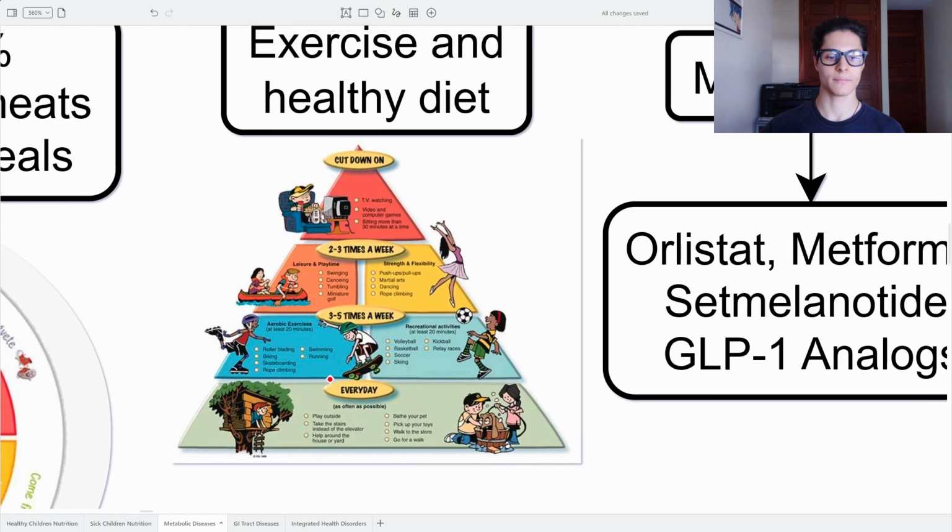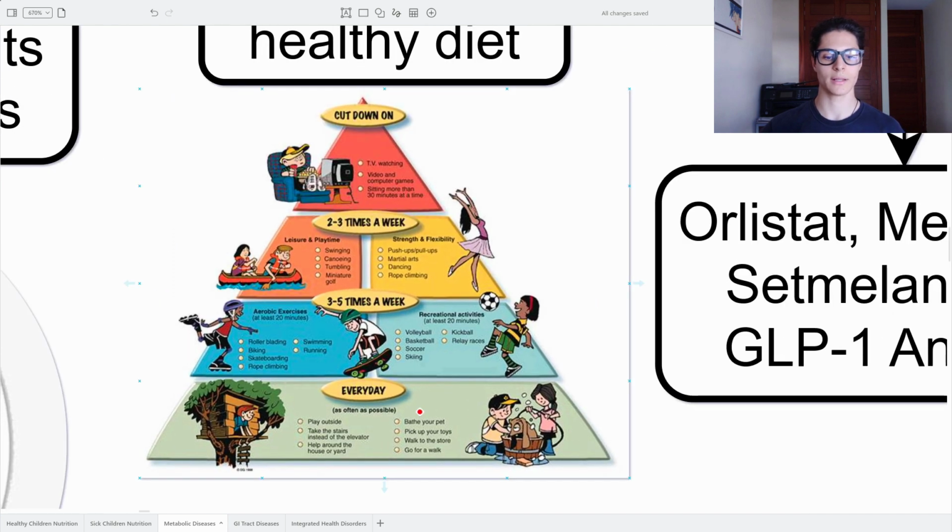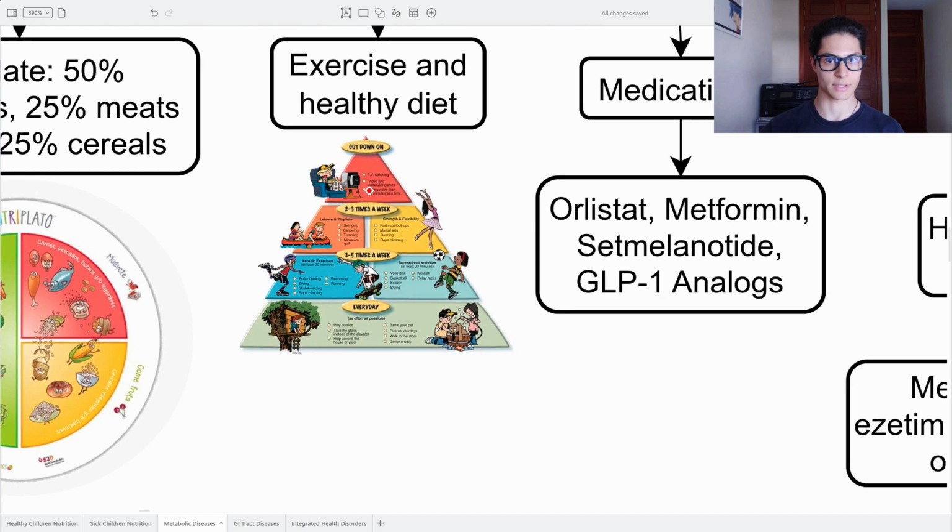So every day, as often as possible, play outside, take the stairs instead of the lift, go for a walk, be active, then do some aerobic exercise or recreational activities 3 to 5 times a week. And 2 to 3 times a week, maybe incorporate some strength and flexibility. And of course, cut down on TV, video games and computer screens in general.